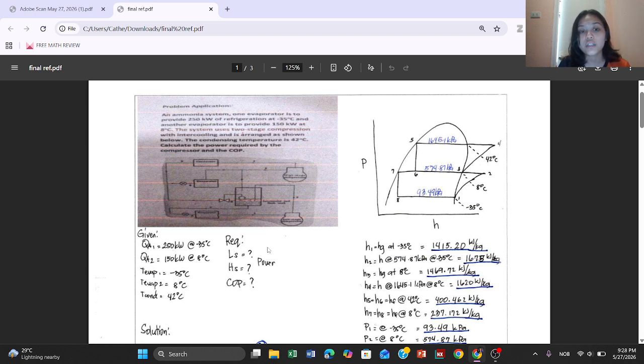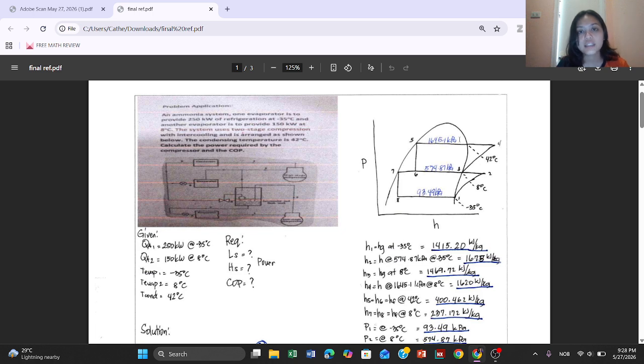So, for the required of this problem, we need to get the power required for each compressor, or the total power required for the two compressors. We have the low stage compressor and the high stage compressor. And we need to get also the COP.